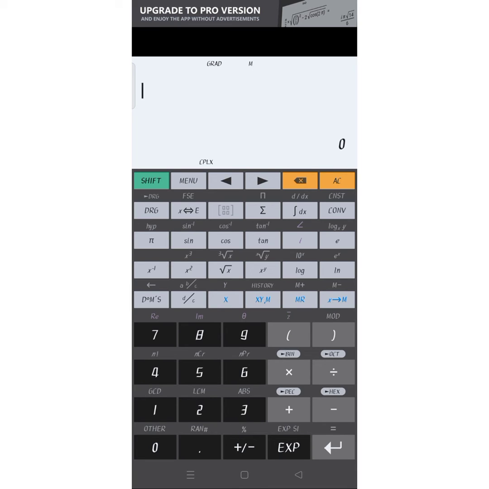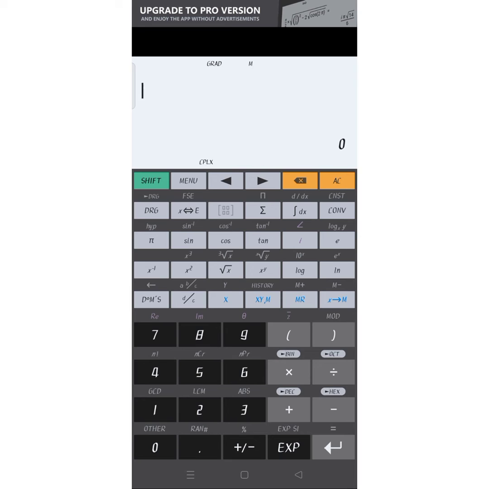So, para dun sa mga walang calculator, you can go to Play Store, download Hyper Calculator, at kapag na-download nyo yun, voila, meron na kayong instant calculator which is a scientific calculator. So, itong aking nasa screen ay isang example ng scientific calculator. Ito yung Hyper Calculator na na-download ko sa Play Store.